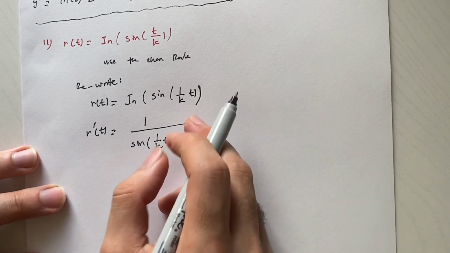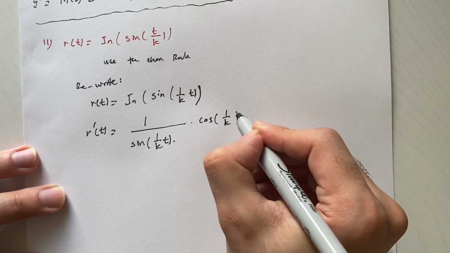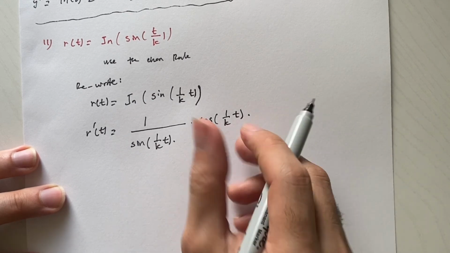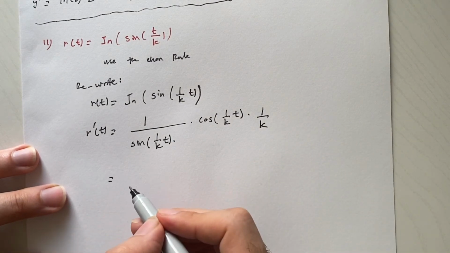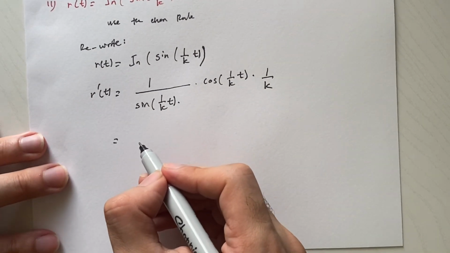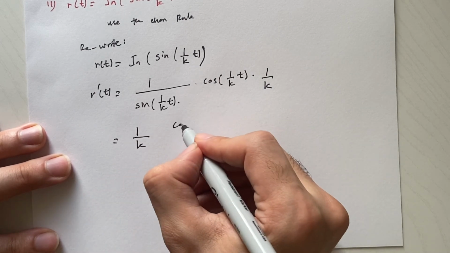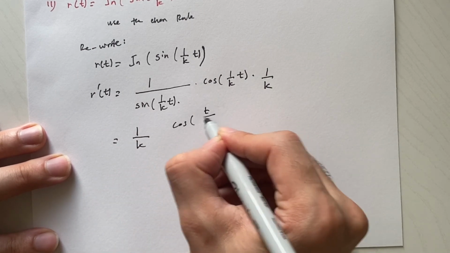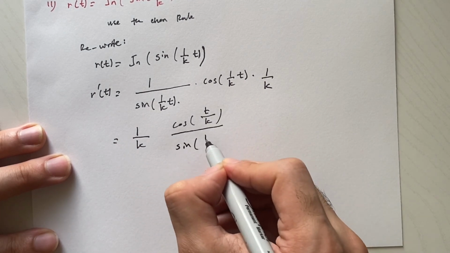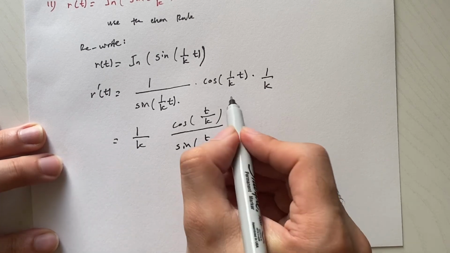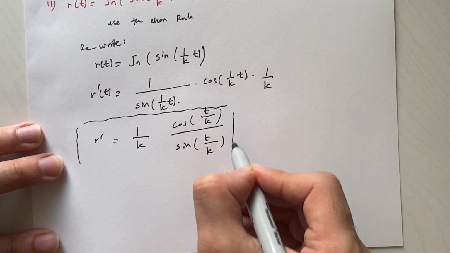The natural log derivative is going to be 1 over what's inside the parentheses, and then I'm going to use the chain rule to take the derivative of the inside, which is sine of 1 over k times t. Then again the chain rule to take the derivative of the inside, which is just 1 over k. Now I'm just bringing these together, so it's going to be 1 over k, and then cosine t over k, and then over sine of t over k.